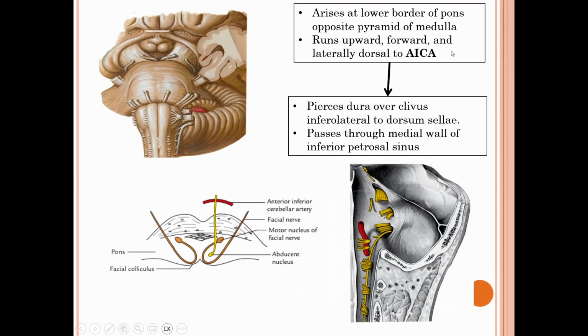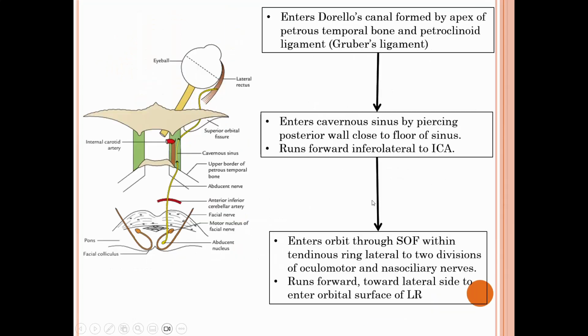Course and relation: it arises at the lower border of the pons, opposite the pyramid of the medulla. It pierces the dura mater over the clivus, inferolateral to the dorsum sellae. You can see here, this is the sixth cranial nerve, inferolateral to the dorsum sellae, and it is passing through the medial wall of the inferior petrosal sinus. It enters Dorello's canal, formed by the apex of the petrous temporal bone and the petroclinoid ligament, which is also known as Gruber's ligament. So the cranial nerve related to Dorello's canal is the sixth cranial nerve.